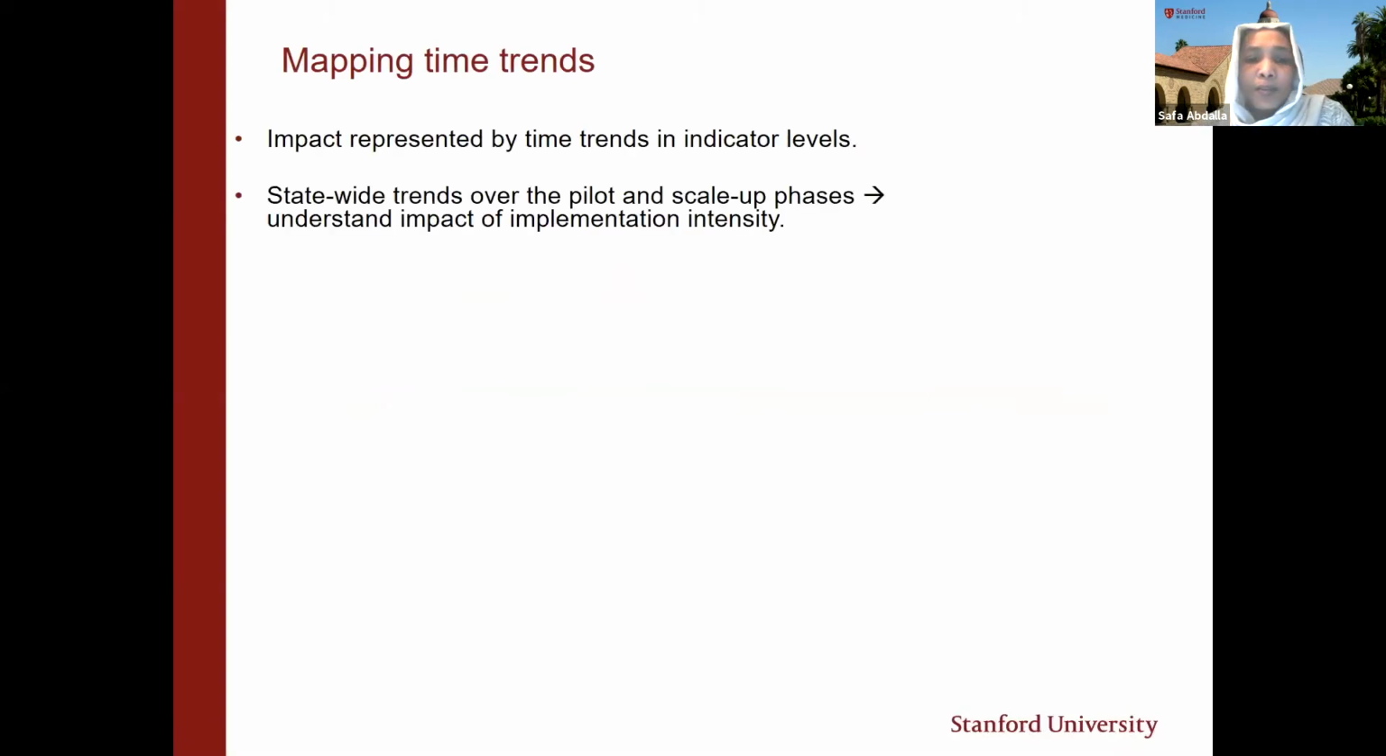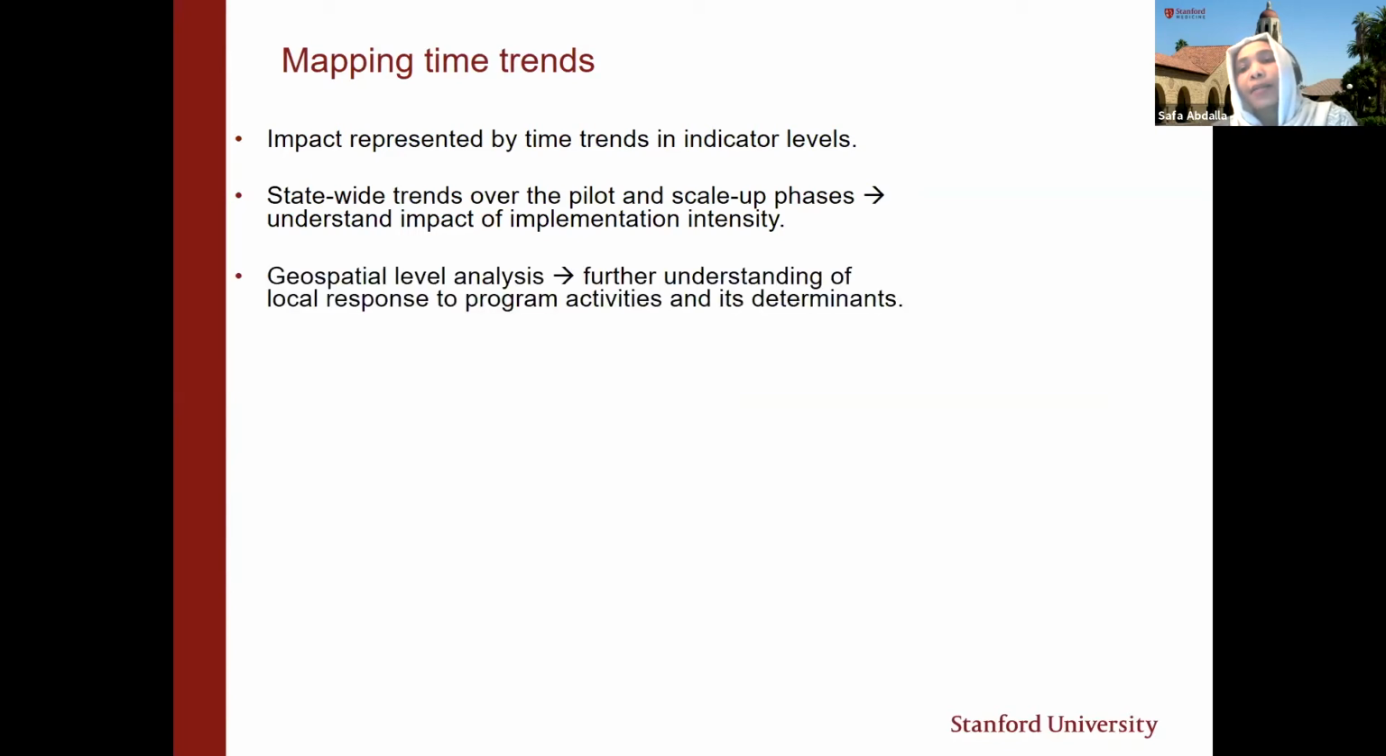So as previously mentioned, we had initially examined statewide trends over the pilot and the scale-up phase. And this is very helpful to understand the impact of the implementation intensity, which differed between the two phases. But we were conscious that there could be some heterogeneity in those trends when we go to a lower geographical level. And looking at these variations could be really helpful for understanding the local response to the program and or the program activities and its determinants of that response.